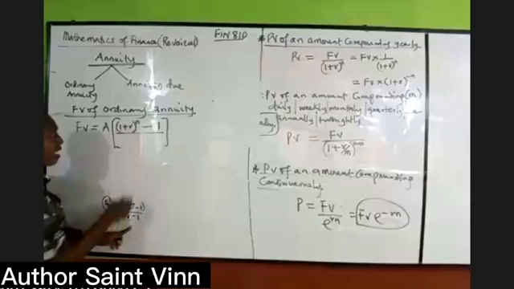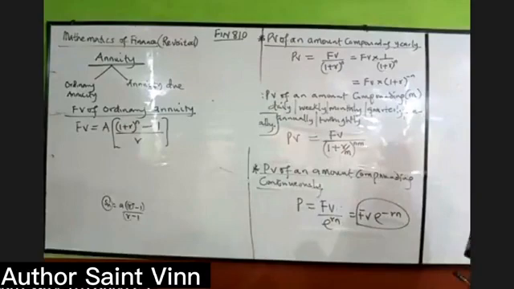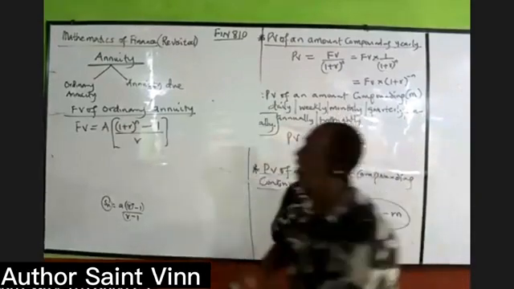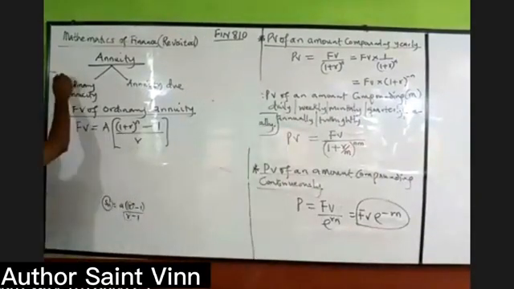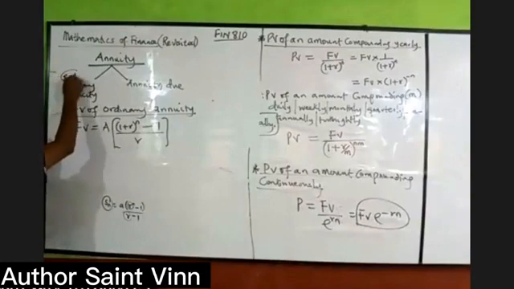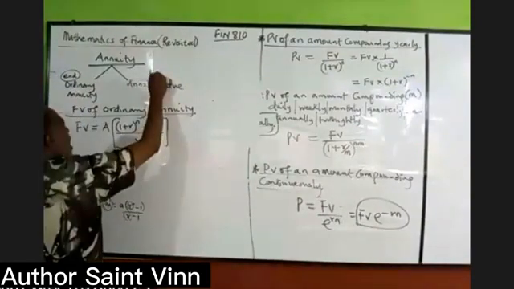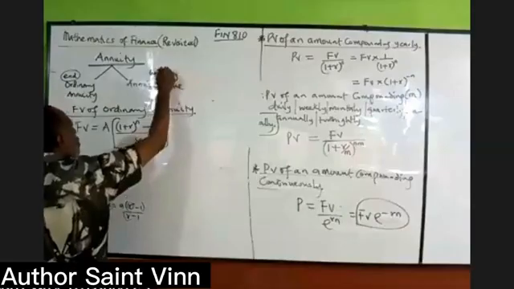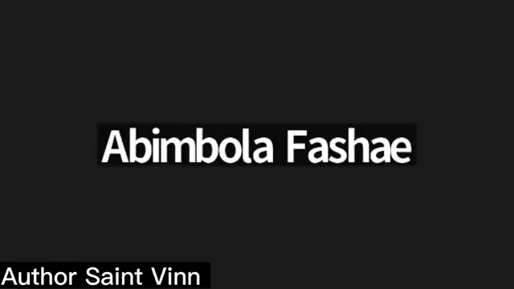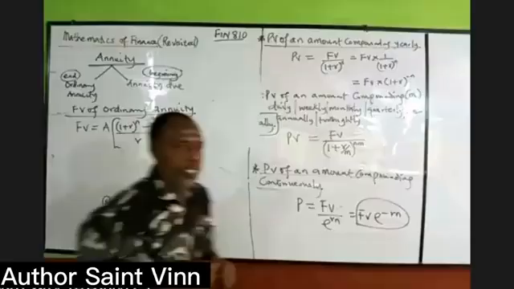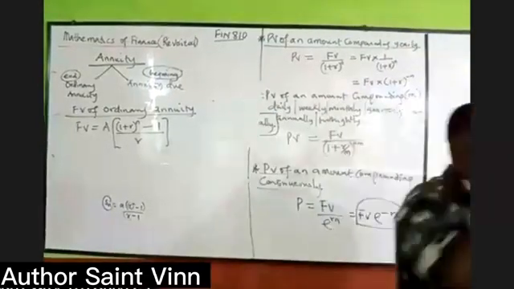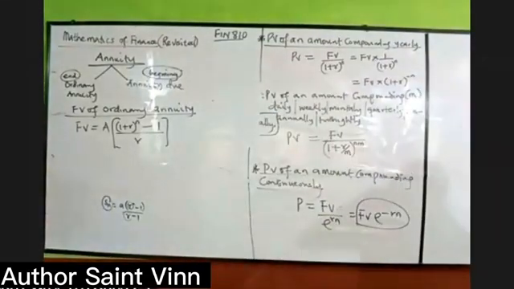Which is true of ordinary annuity. And that means that ordinary annuity means at the end. Let me put this one. Payment done at the end of the year. Payment done at the what? Beginning of the year. So annuity due is beginning. Ordinary annuity is what? End.